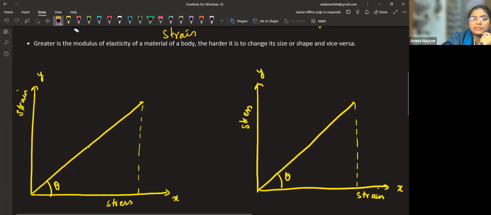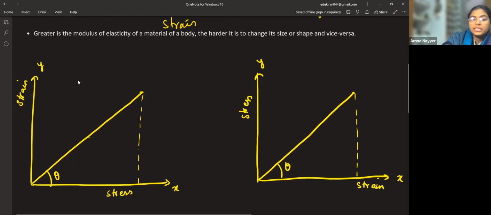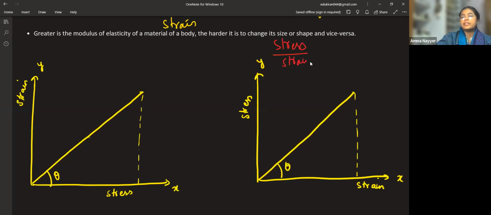Look at this graph. Two graphs are present. The first one is strain versus stress. Look at the second graph. The second graph is stress versus strain. If stress is directly proportional to strain, then stress divided by strain will give you tan theta. Look at the second graph first. Stress divided by strain will give me tan theta, which is the modulus of elasticity. But in the first case, this is strain over stress. That will give me 1 over tan theta, which is equal to 1 by modulus of elasticity.